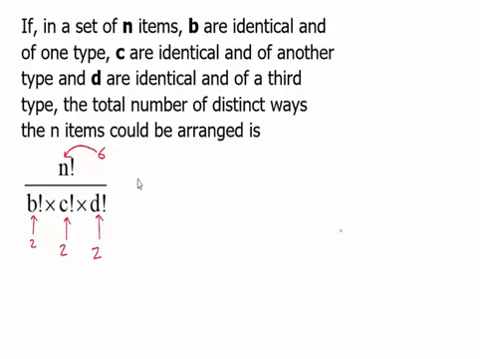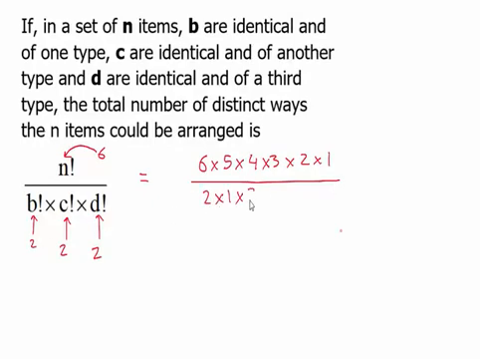So we have this as factorial 6, that is 6 times 5 times 4 times 3 times 2 times 1, over factorial 2, which is 2 times 1, times factorial 2 times factorial 2. So we have a 2 here and a 2 here and a 2 here. So 2 times 2 times 2 is 8.